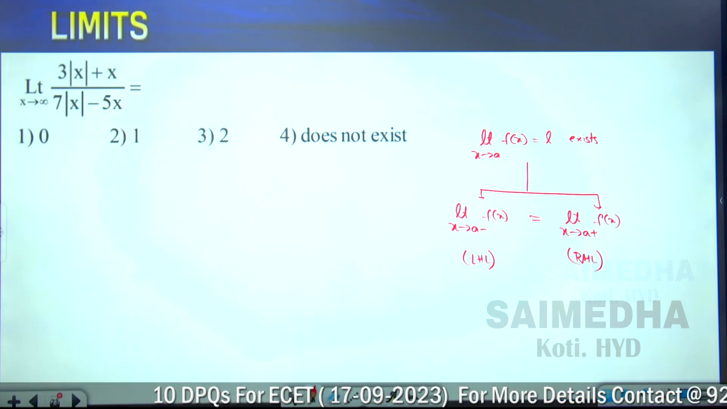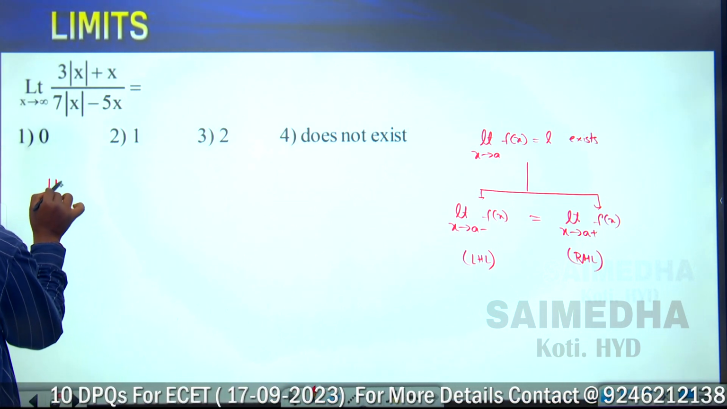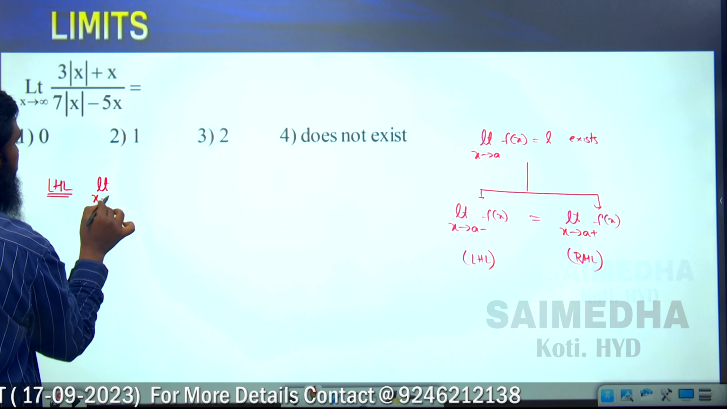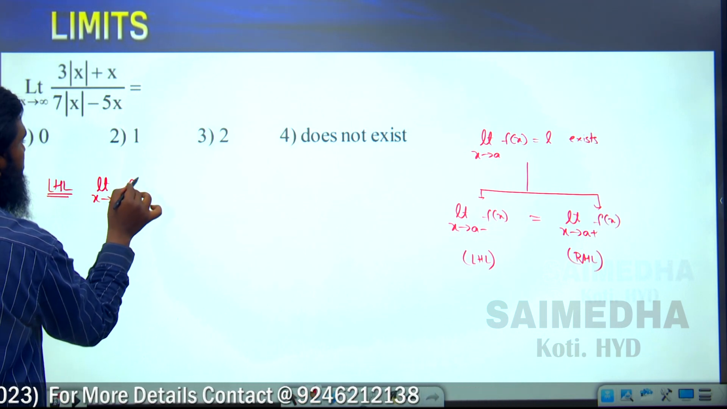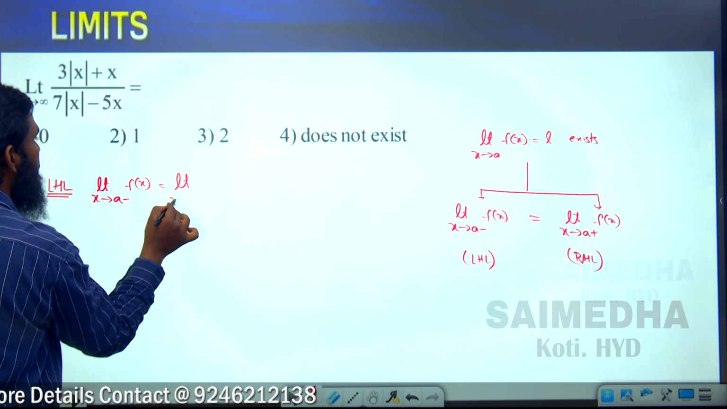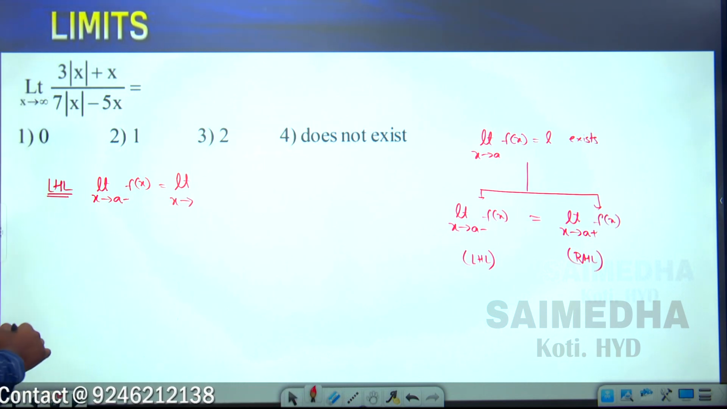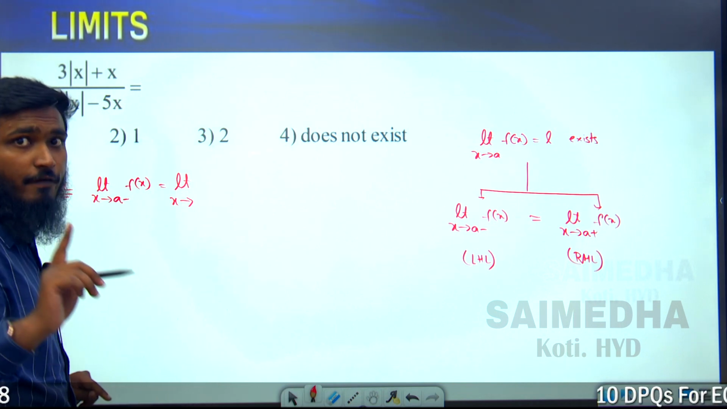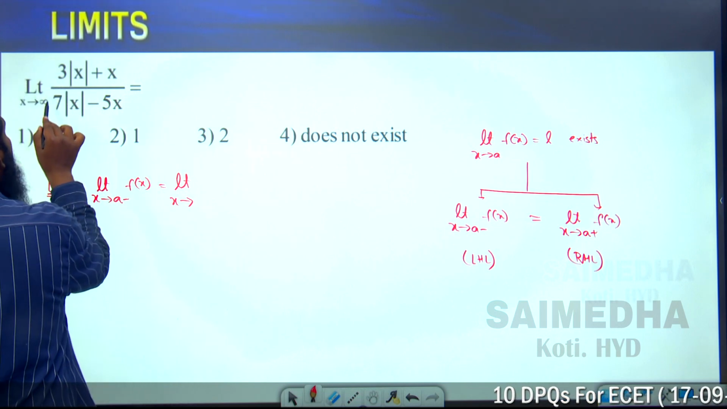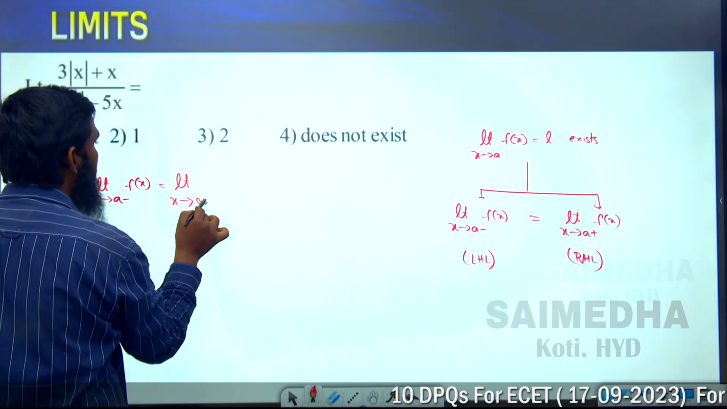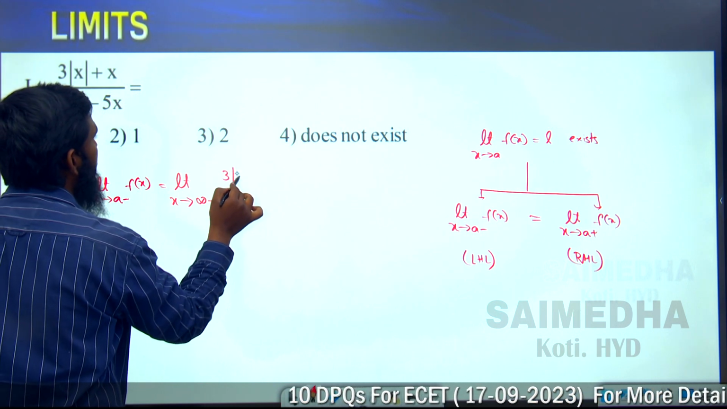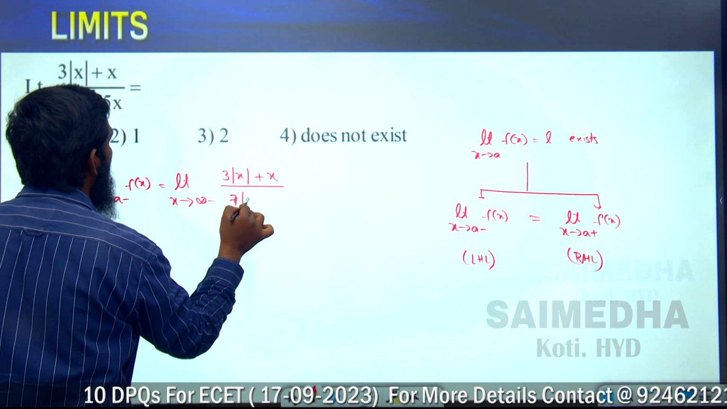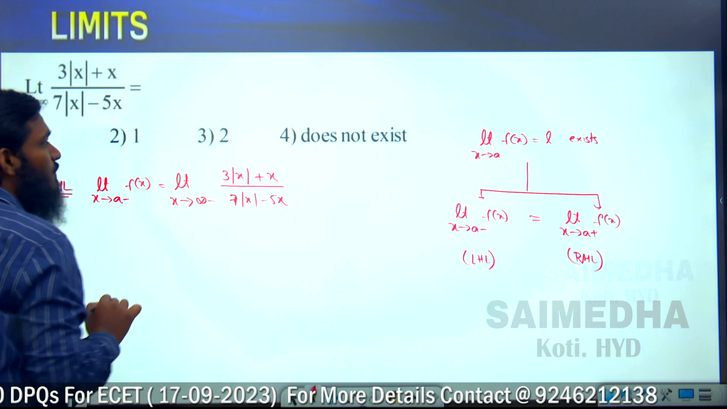Now let us see this part. What we have to do now? We have to find the LHL value. First we take the LHL value: limit x tends to a minus f of x equals limit x tends to infinity minus of 3 mod x plus x divided by 7 mod x minus 5x. We have taken this part over here.